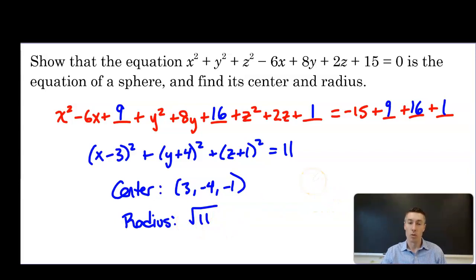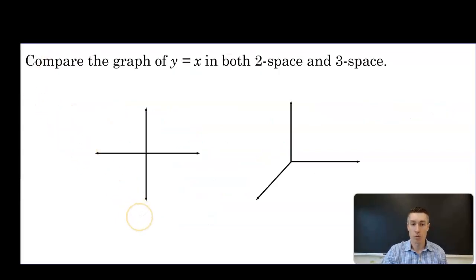Okay, so we've talked about points, the coordinate system, plotted points, distance, and we built from distance into spheres. So the last part of the video, I want to look at a few equations that we're familiar with in 2 dimensions and see how they extend into 3. So the first one, y equals x. So let's label our axes, both 2 and 3 space. Okay, so in 2 space, y equals x is a line.